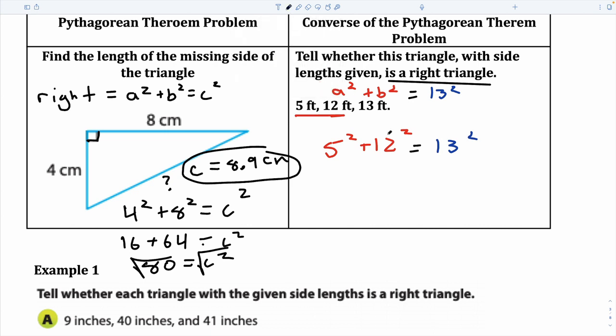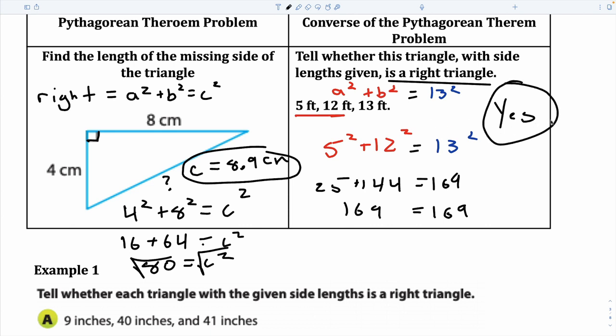We did this one up above, so 25 plus 144 should equal 169, and this works because the 2 numbers are equal. Our answer for this one is yes. Most of your answers today are going to be yes or no. No numbers.